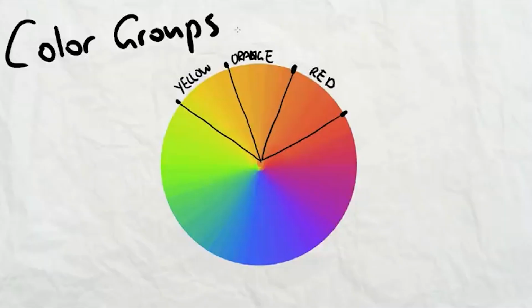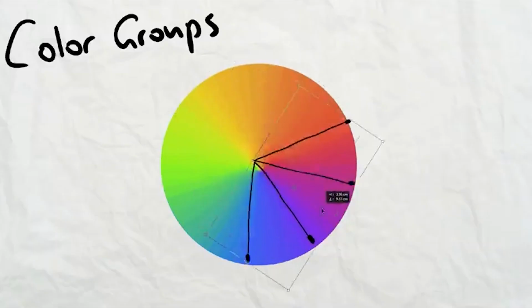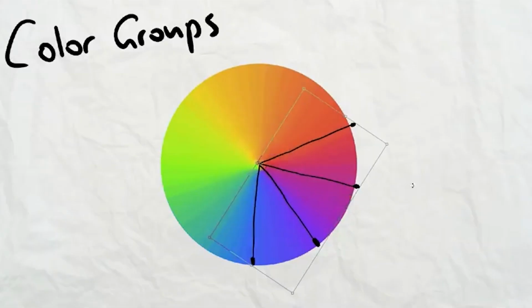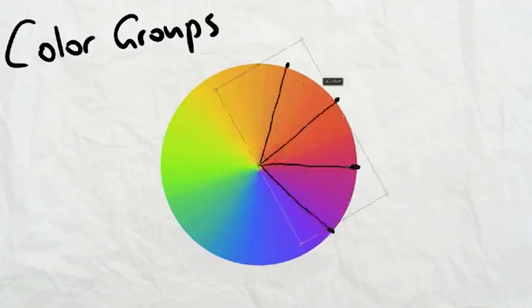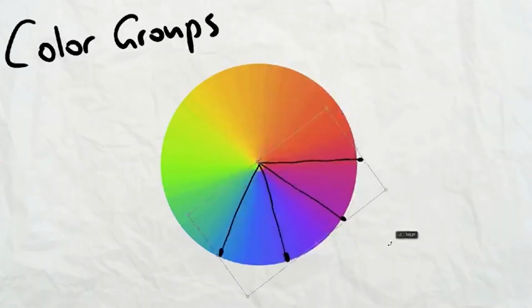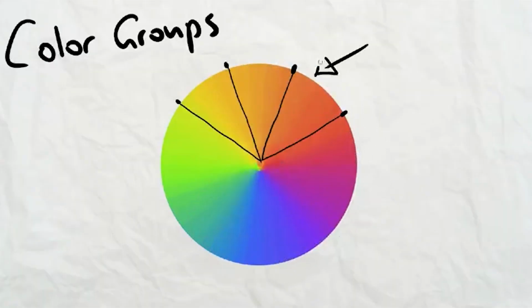And that's an analogous color scheme. We've picked 3 colors that all sit next to each other. And this can apply for any colors. So if I just rotate this over here and spin it around, it can work for any colors. So I could pick a green, a yellow, and an orange. I could pick a blue, a purple, and a red. They just need to sit next to each other in the color wheel.